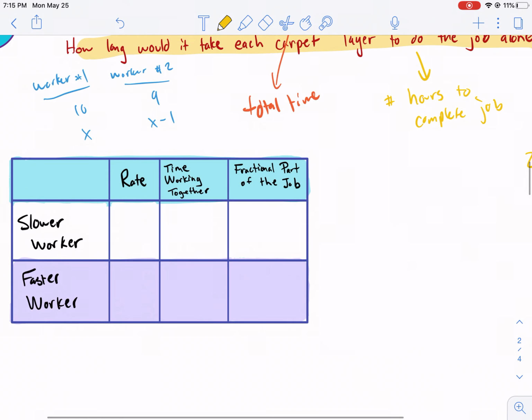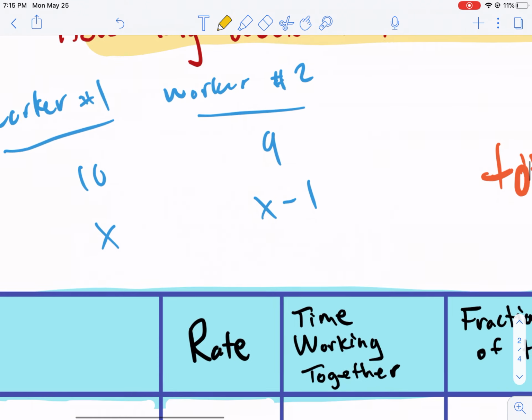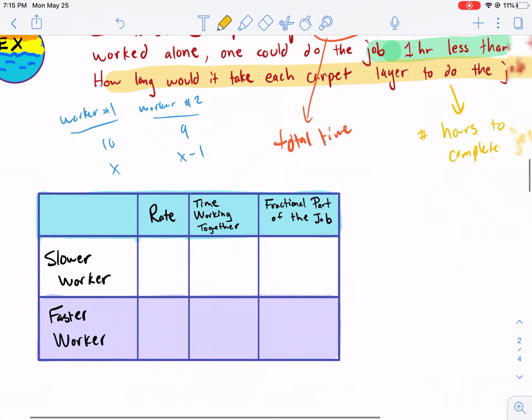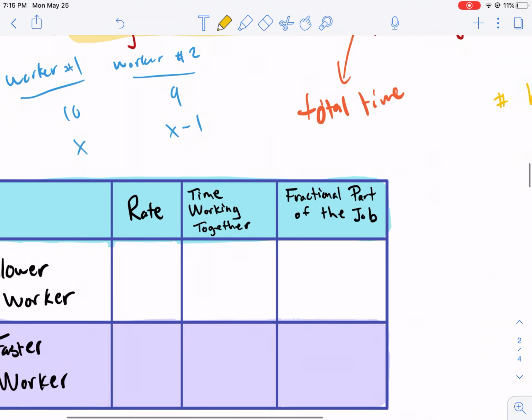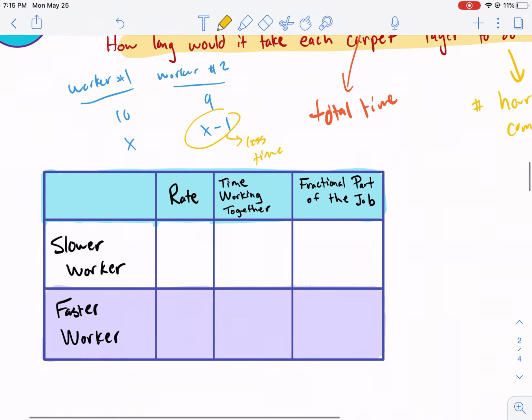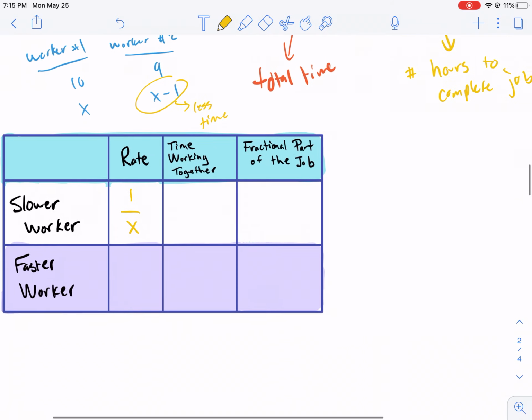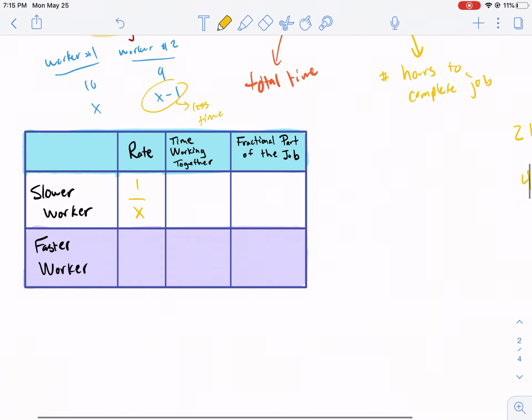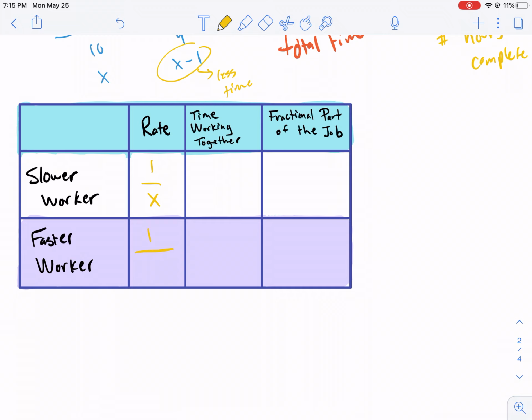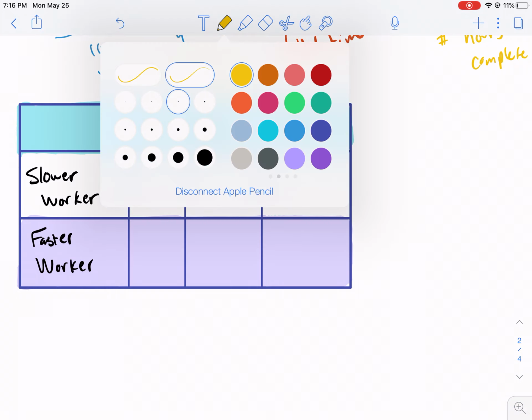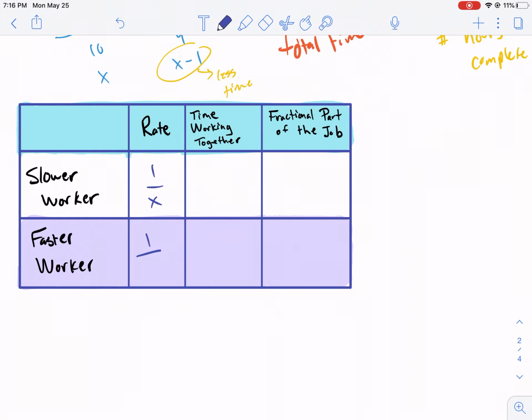So the slower worker, we already determined, we're going to call x, and then the faster worker we do x minus 1 because he can do it a little bit faster. He requires less time than the other guy. So our rate: our slow worker, if he can do the whole job in x hours, then 1/x would be his rate per hour. The faster worker, likewise, would be 1/(x minus 1). Boy, did I pick a bad color. Let me try this again. I'll pick dark blue. So we have 1/x and then 1/(x minus 1).